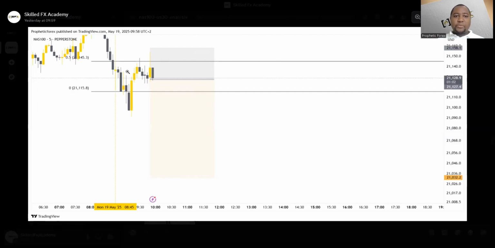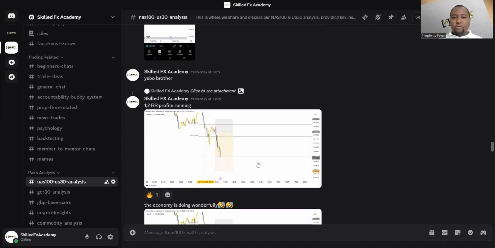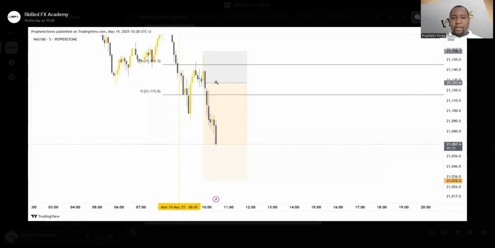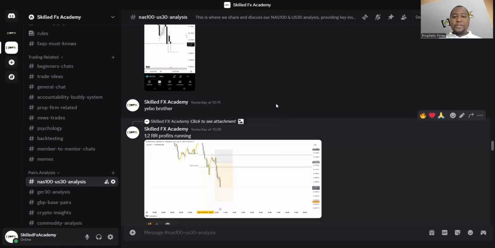I was simply responding to that breaker over there. I marked it with a line, and this sold quite beautifully. Look at this. Within a matter of a few minutes, we had already hit. This was around 28 minutes, guys. We hit almost 1:3 in terms of risk to reward ratio.